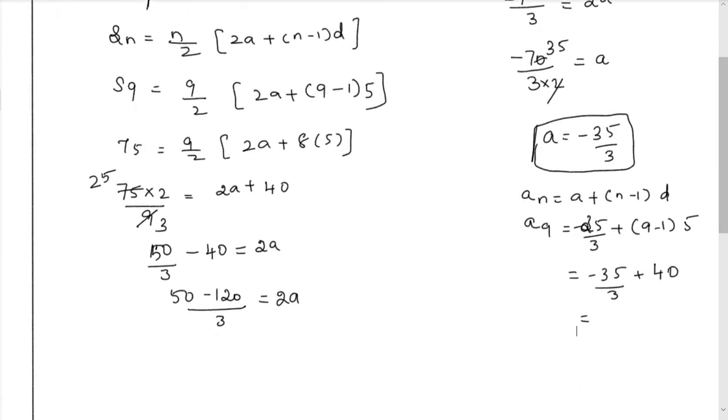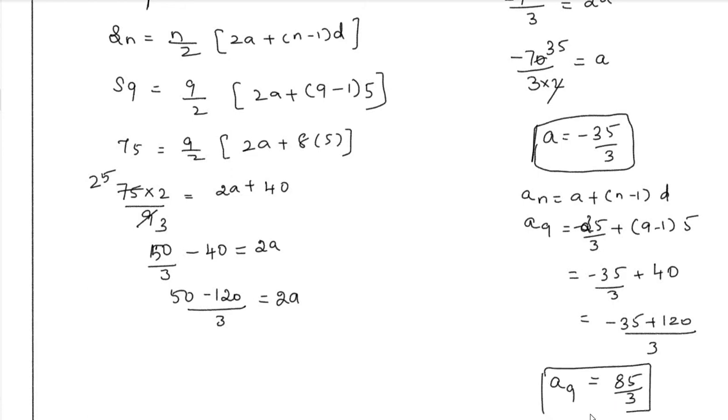When I take the LCM, what will I get? Minus 35 plus 120 by 3. 120 minus 35 is 85. So a9 is equal to 85 by 3. So we have found a and a9 in this sum. Okay, shall we move to the next one?